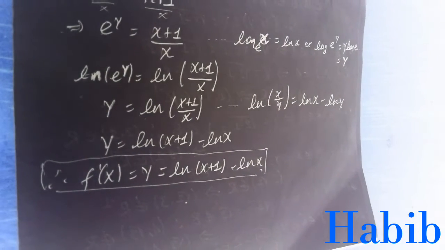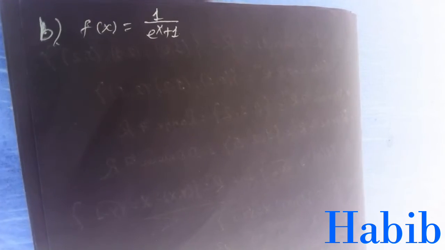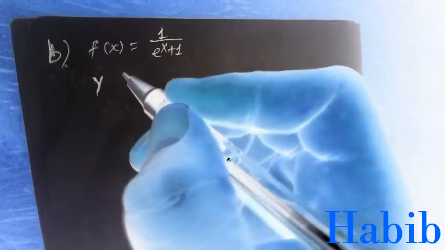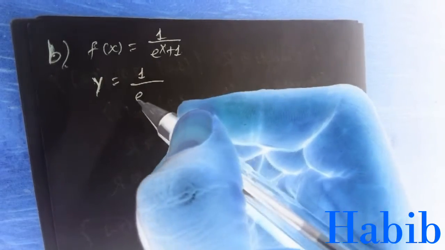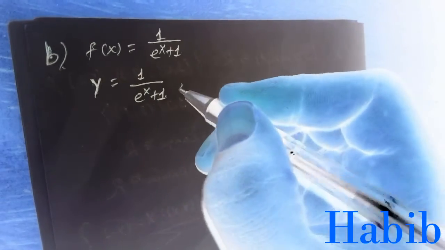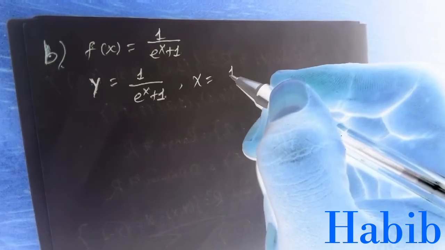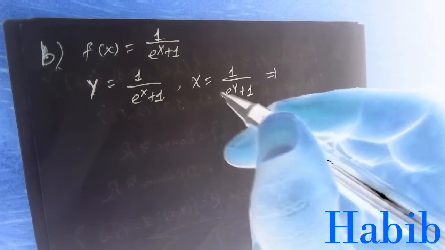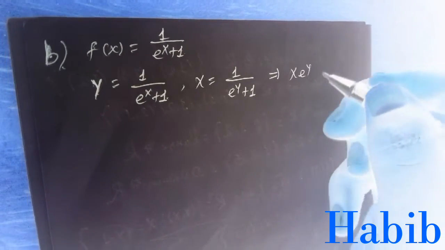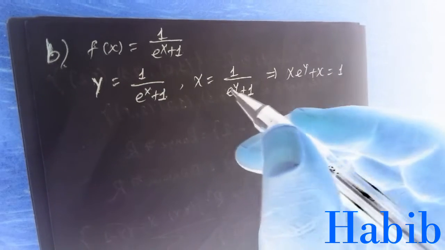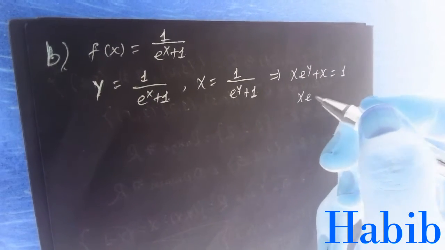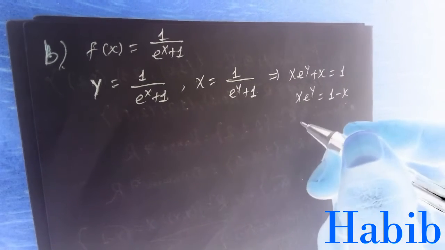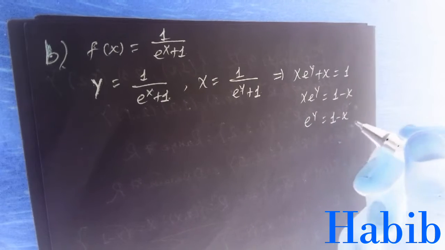In inverse functions, there is no new method. Simply we exchange x and y, and finally find the value of y. Here, y equals 1 over e raised to x plus 1. When we interchange, x equals 1 over e raised to y plus 1. By the crisscross method, x e raised to y plus x equals 1. Therefore x e raised to y equals 1 minus x. Dividing both sides by x, e raised to y equals 1 minus x over x.